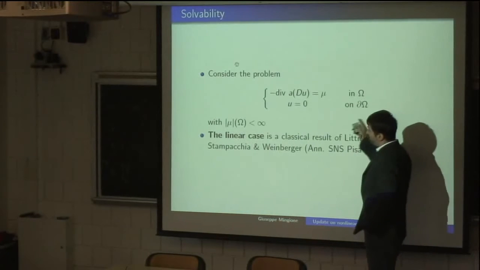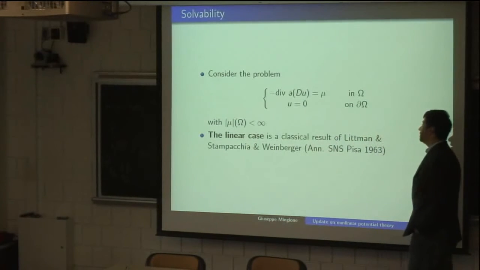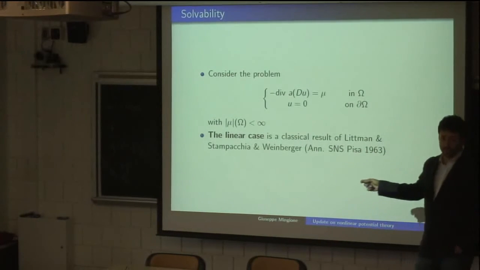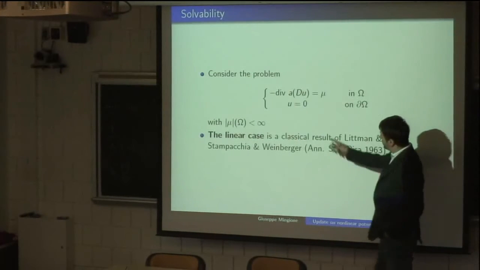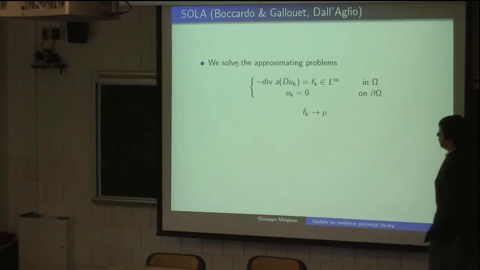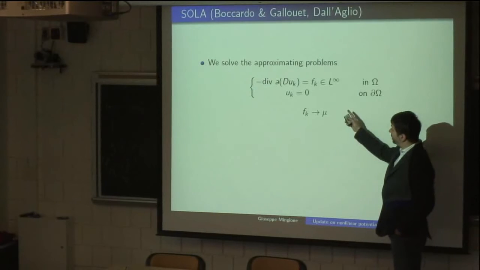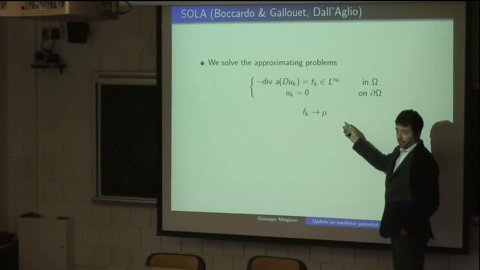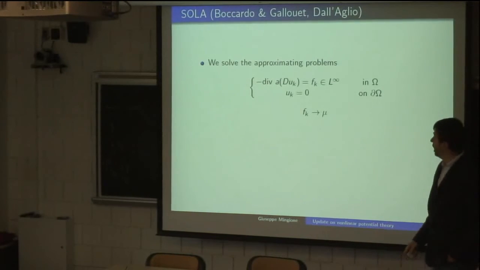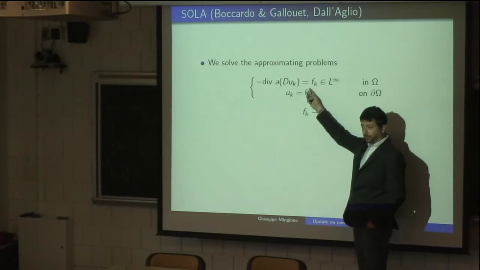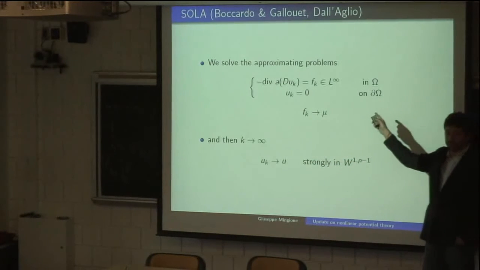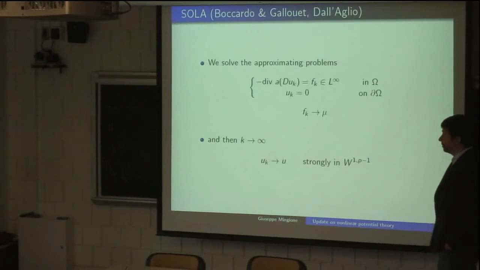So we'll consider this regular problem with finite mass, and the linear case is a classical result of Littman, Stampacchia, and Weinberger. Nowadays you can approach the linear case in many ways, but I'm interested in the nonlinear case. In the nonlinear case, first of all, how can you find solutions? Essentially, in the most natural way you might imagine. You take the right-hand side mu, you smooth it out in one way or another, you just truncate it, for instance. Then you solve these problems. Then you can pass to the limit. Then you obtain solutions which are solutions obtained by limiting approximations, and this justifies the acronym.